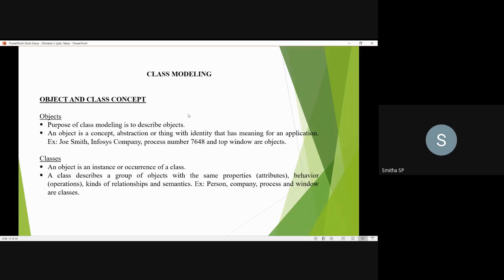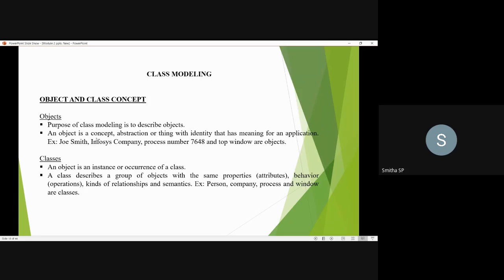Class modeling. In today's session, we shall discuss what class modeling is. Before that, we shall have a look at the object and class concepts. So, what is an object? What is a class? We shall discuss that now. Objects. The purpose of class modeling is to describe objects.